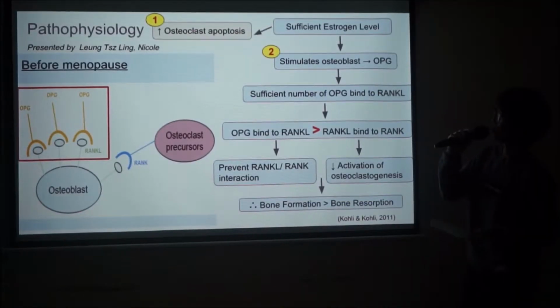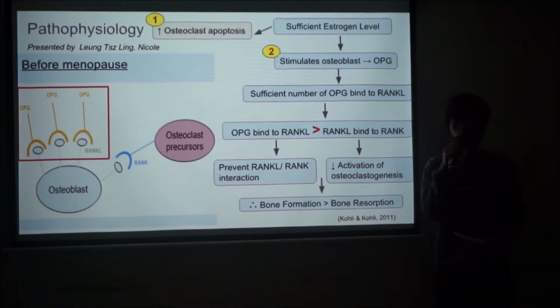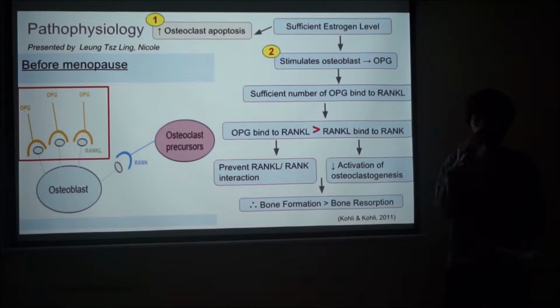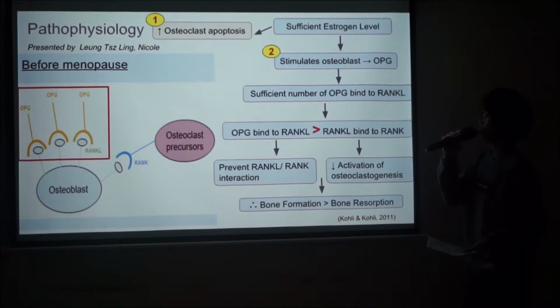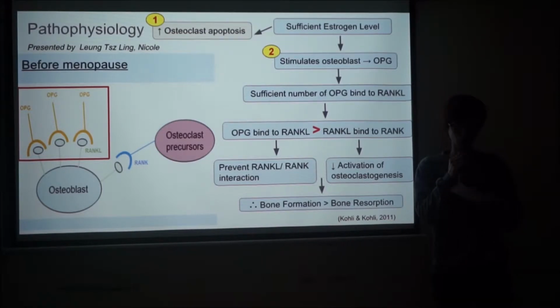Before menopause, a sufficient estrogen level can promote osteoclast apoptosis. It also stimulates osteoblasts to secrete OPG, which is responsible for binding to L. Under an adequate number of OPG, the OPG binding to L increases. The ratio of OPG binding to L is greater than L binding to K. It prevents the interaction between L and K. It also inactivates osteoclastogenesis. The activity of osteoblasts is more active than osteoclasts. Therefore, the bone formation is greater than the bone resorption.